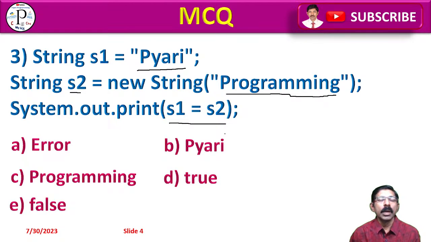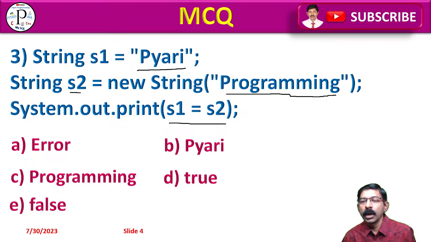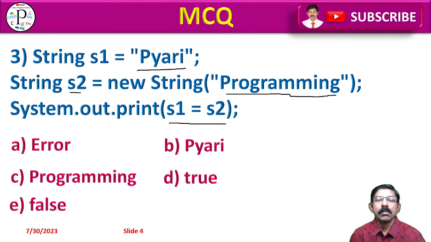A. A is error. Yes, saying A, error. Those who are saying error should specify the reason. Everyone is saying A. Reason for the error. Okay, those who don't know, I will explain later on. Let me see, if you are saying error, why it is an error.